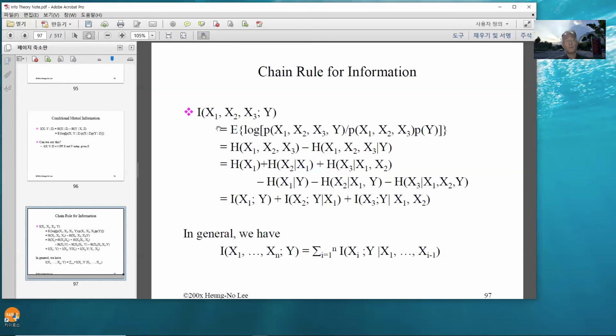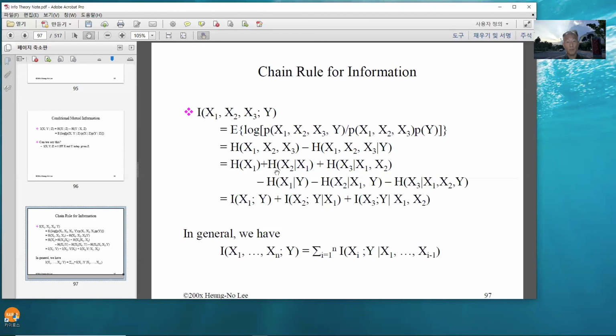So the mutual information is expectation of log of the joint distribution between the first and the second part, over the product distribution between the first and the second part. Then this is nothing but entropy of the first minus entropy of the first given the second. So entropy of the first part minus entropy of the first part given y. And then applying the chain rule of entropy, we get this. And applying the chain rule to this, we get this.